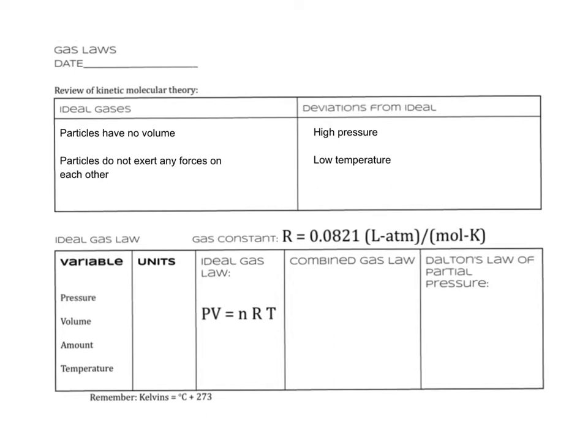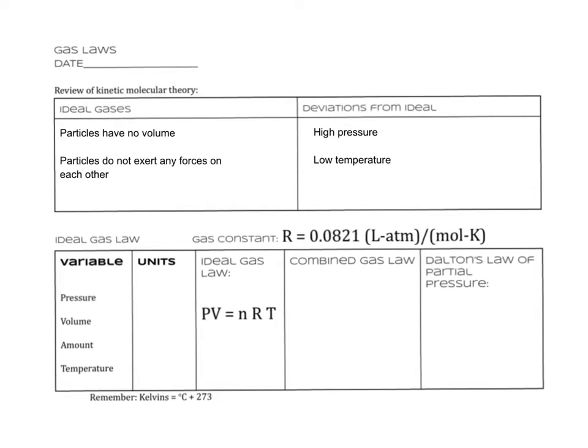Low temperature situations affect the particle forces because when the temperatures are low enough, particles are moving very slowly, and if they pass by each other at a slow enough rate, they are actually able to interact with each other. So that's another situation where a real gas would not act ideally.